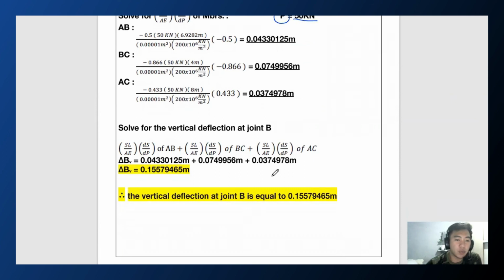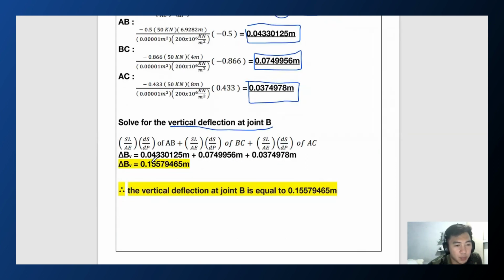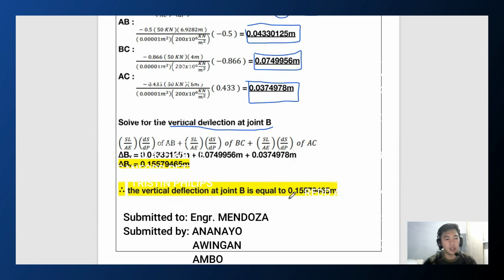The final step is adding them up, because we are solving for the vertical deflection. These are the vertical deflections at joint B. Adding up the solved answers here, we get a sum of 0.15579.465 meters. Therefore, the vertical deflection at point B is equal to 0.1115579.465 meters. I hope you understand, and thank you for listening.